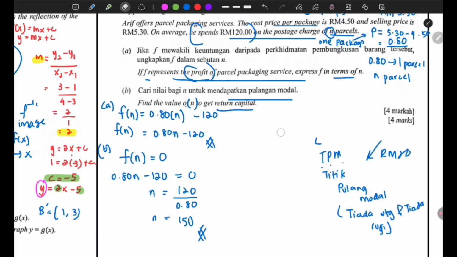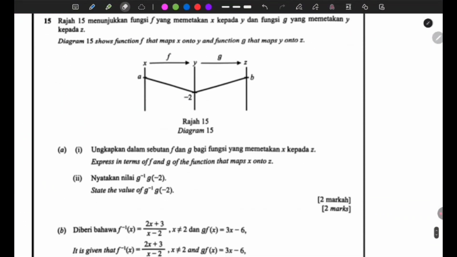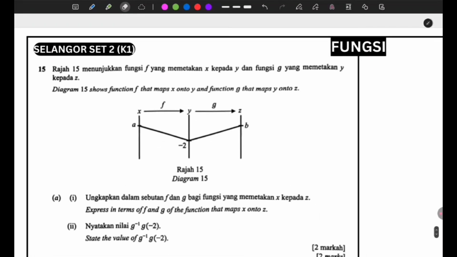So yeah, we're done with this. Let's move on to the next question. Selangor, this is different set 2. So diagram 15 shows a function that maps x to y. So this is fx lah.